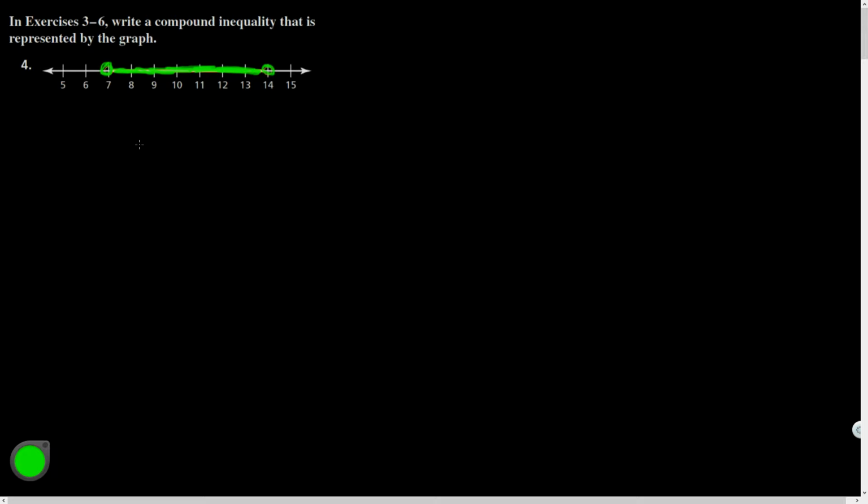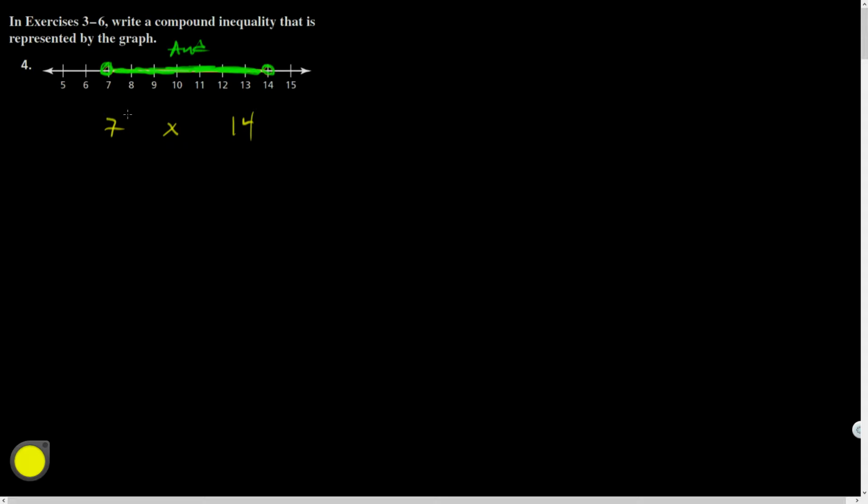Now, do you guys suspect this is an and or an or problem? Or problems are when they're shaded away from one another, and and problems are when they're shaded towards one another. So because this is in between, this is an and problem. And problems, I would write from least to greatest. So what's the smallest number that you see? 7's the smallest thing. X is the in-between stuff. And 14 is the biggest thing.